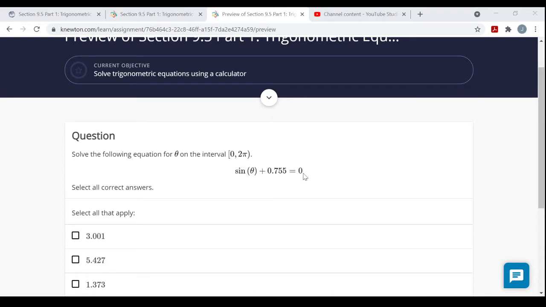So here, this equation, we have the sine of theta plus 0.755, right? See, a not so nice number, equals 0. And they're asking us to find the solutions, but only in the range from 0 to 2 pi. Right. So I'm going to go to a piece of paper and write this out.